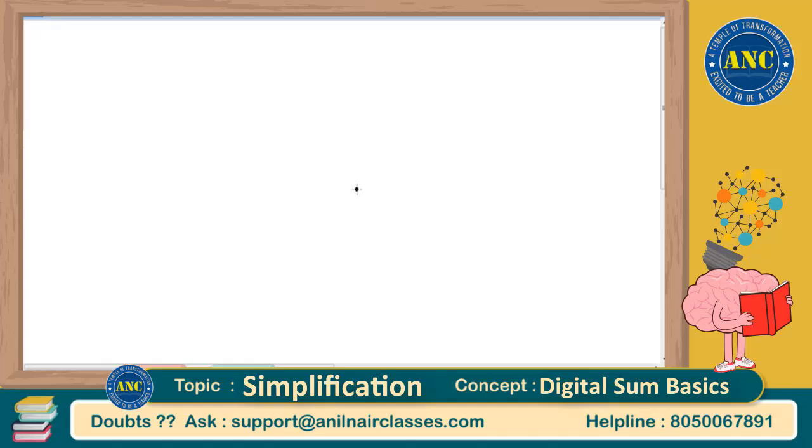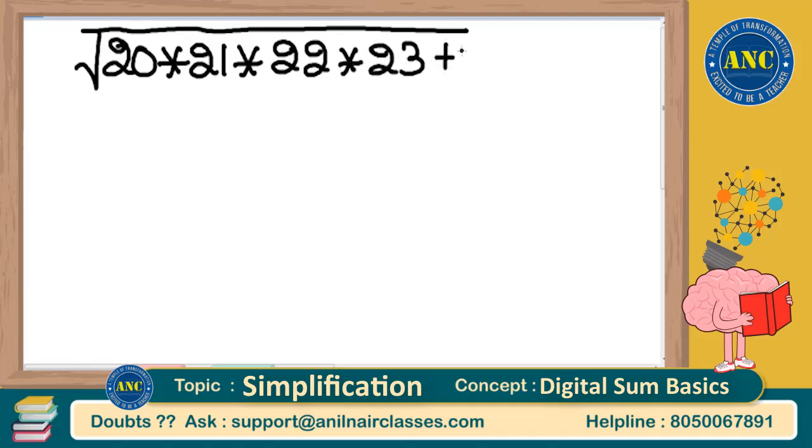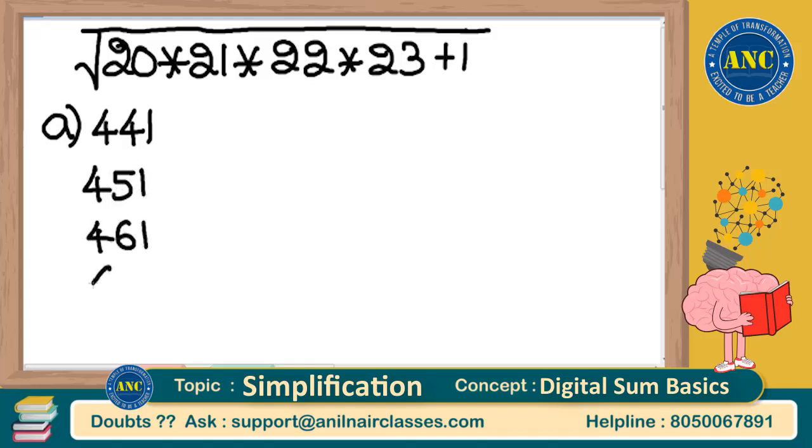Another question before we move on to our actual topic on simplification. Your question is square root of 20 into 21 into 22 into 23 plus 1. Options are 441, 451, 461, 471.